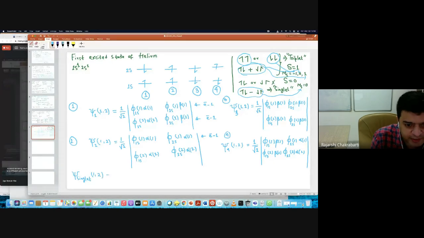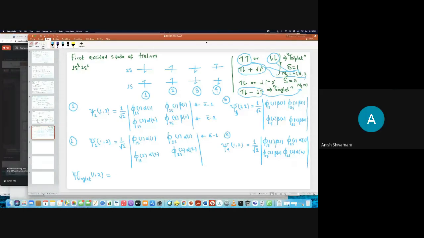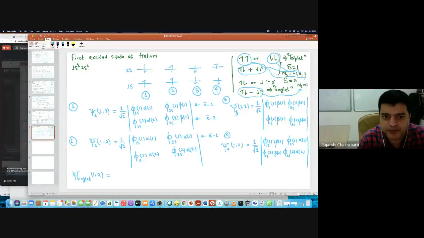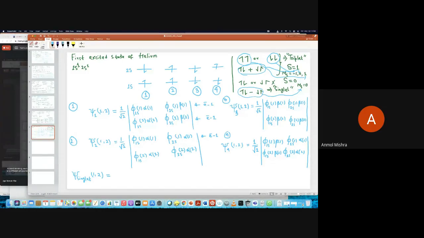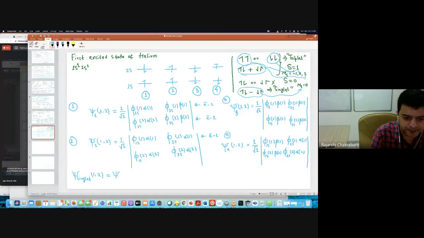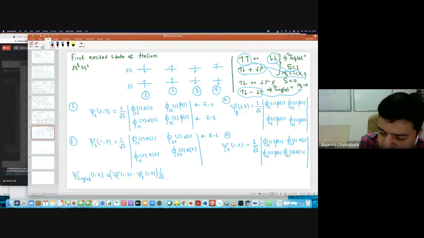So now can I write psi singlet? What will be the psi singlet? Can anyone tell me? Looking at this scheme, it has to be up down minus down up. So which one is up down? Psi 1. And the other is psi 4. So basically it has to be psi 1(1,2) minus psi 4(1,2). And if you do it explicitly, you will see that it will also get another factor of 1 over root 2. You can check yourself.